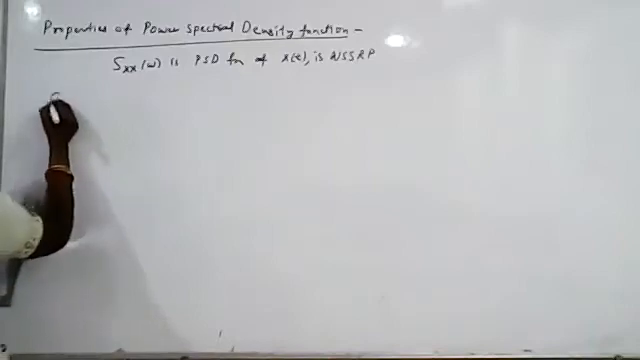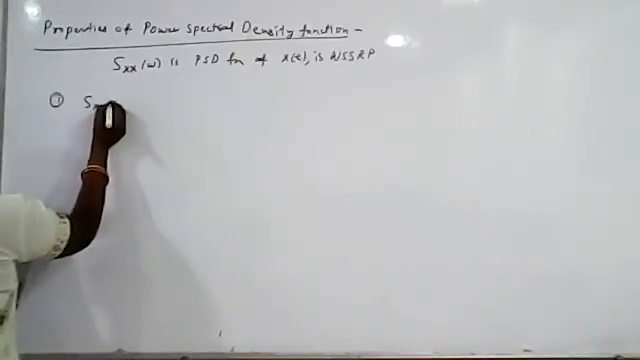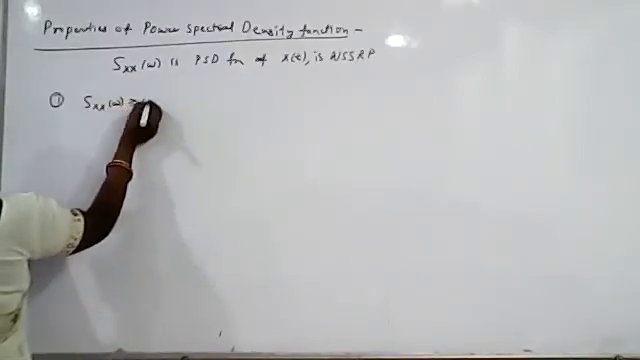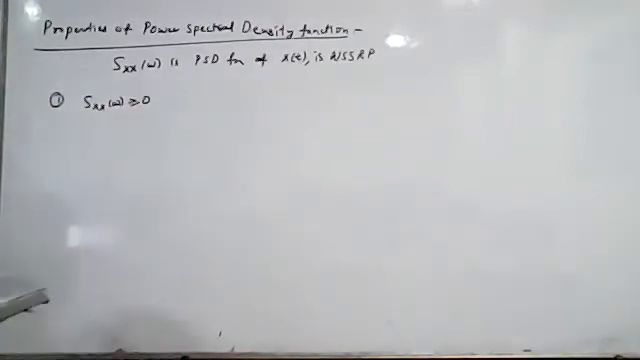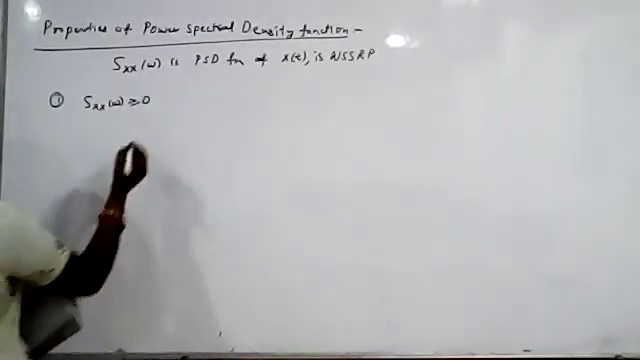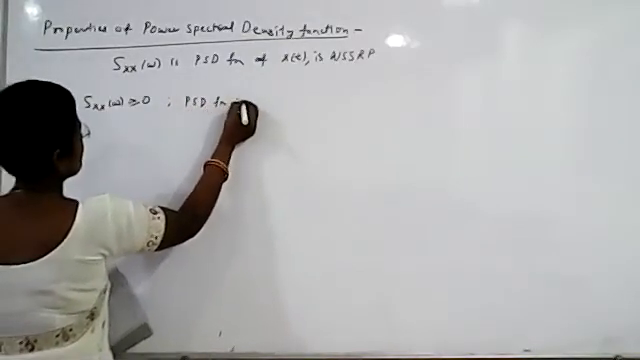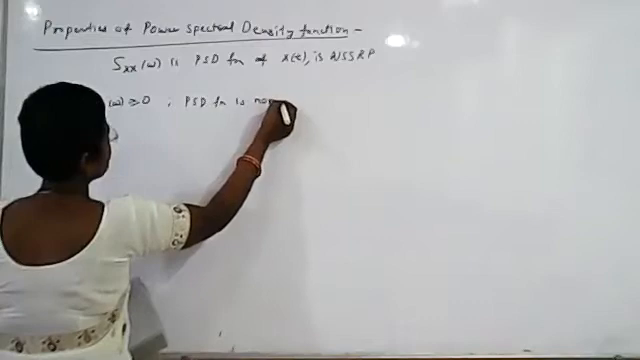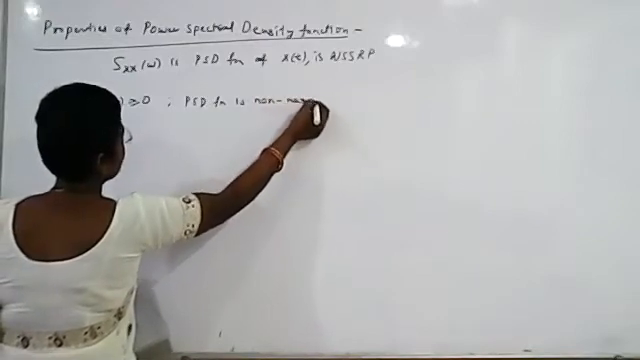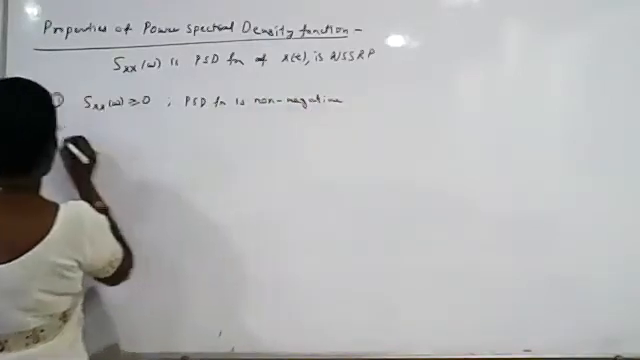The first property is that Sxx of omega is always greater than or equal to 0. That is, the power spectral density function is non-negative. This is our first property.